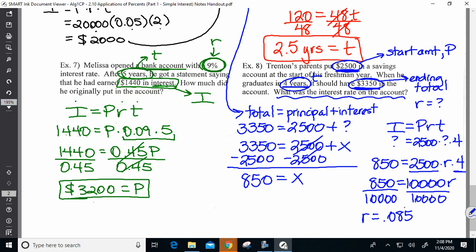But we can't leave that because this is an interest rate. Interest rate is a percentage. So how do we change a decimal? What's the R? Interest rate. You multiply it by 100. So your answer is 8.5%. If you had just left it as 0.085, yes, you're going to get it marked wrong.